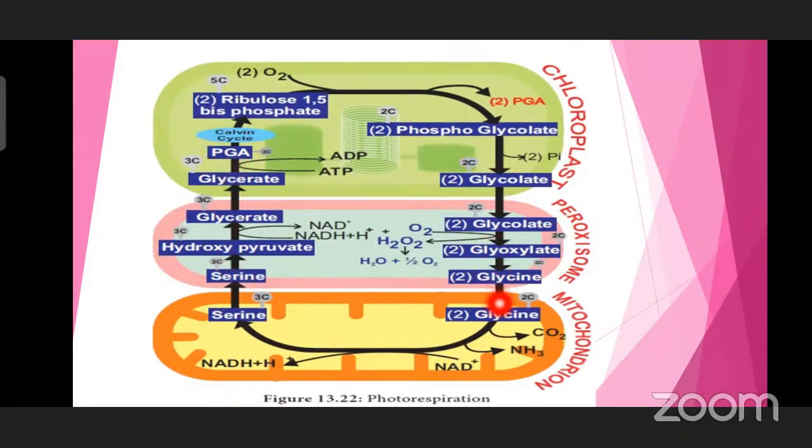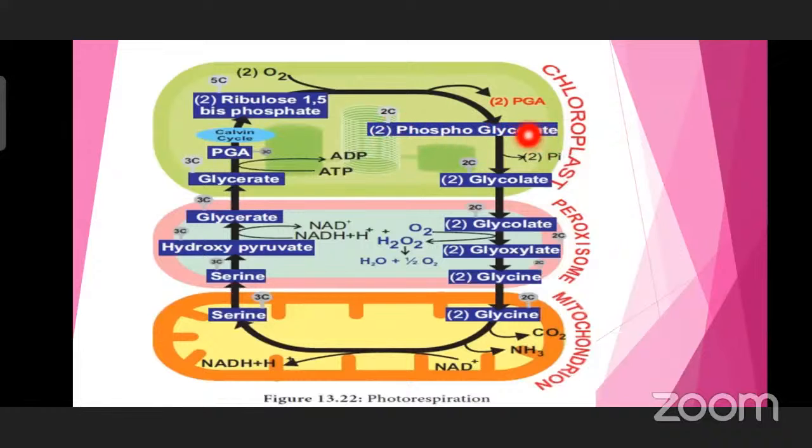So what you are seeing is that carbon dioxide is liberated here in the mitochondria. This carbon dioxide will be further used in photosynthesis, no problem. But here, one carbon dioxide is removed. And because ribulose bisphosphate is combining with oxygen, the problem has started. It has to combine with carbon dioxide to form 2 molecules of phosphoglyceric acid. But it is combining with oxygen, so it is going to form 1 PGA and 1 phosphoglycolate.